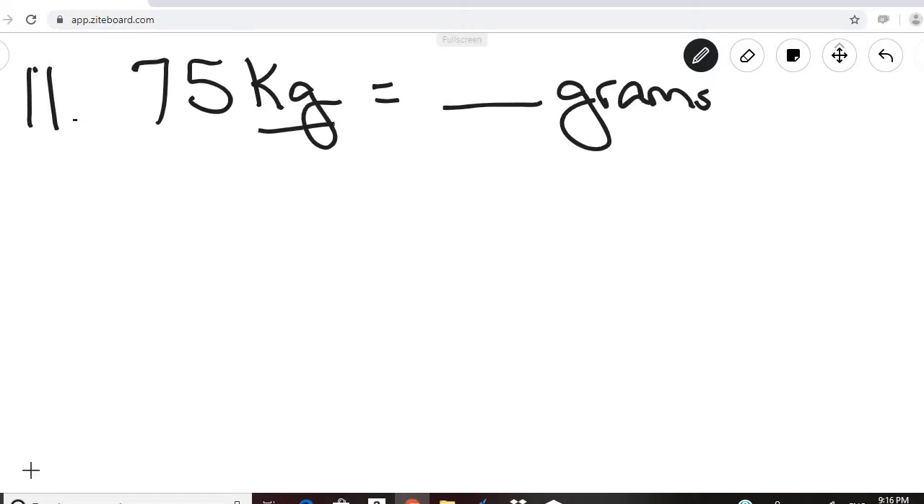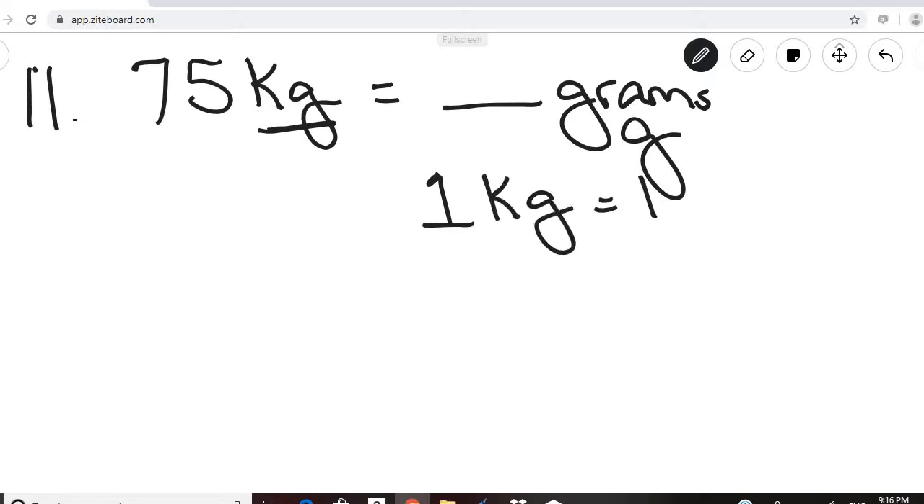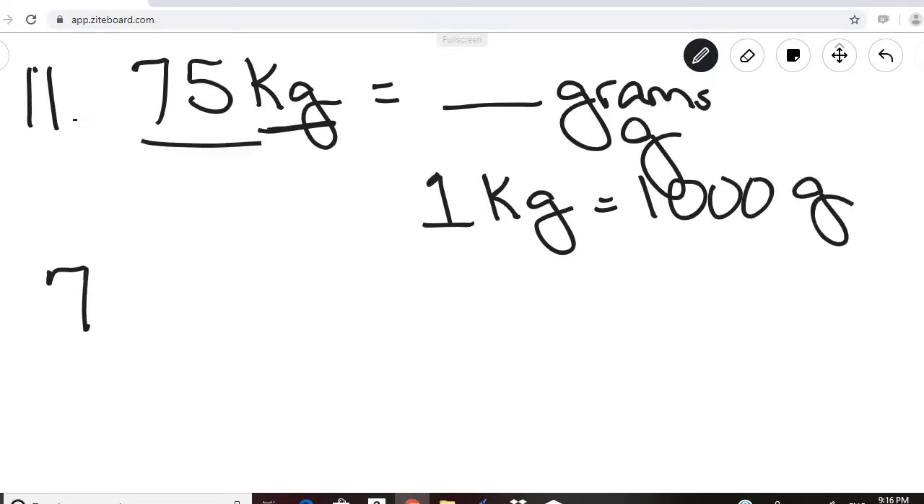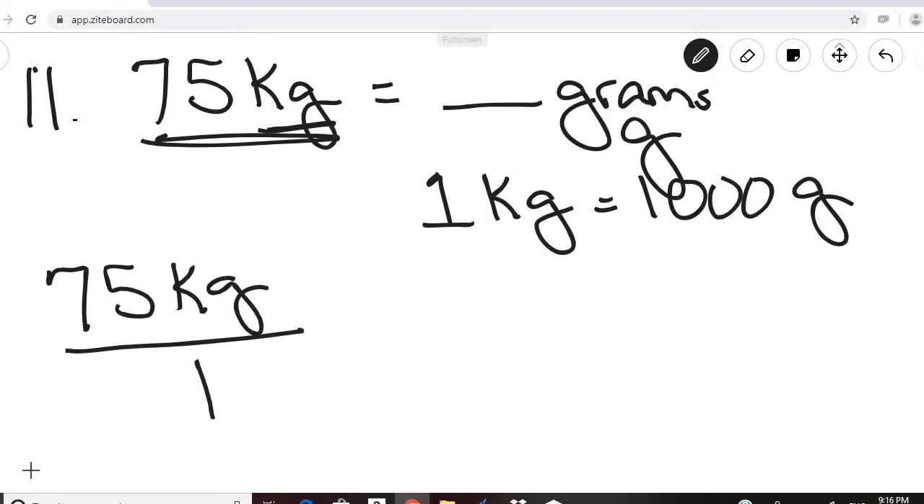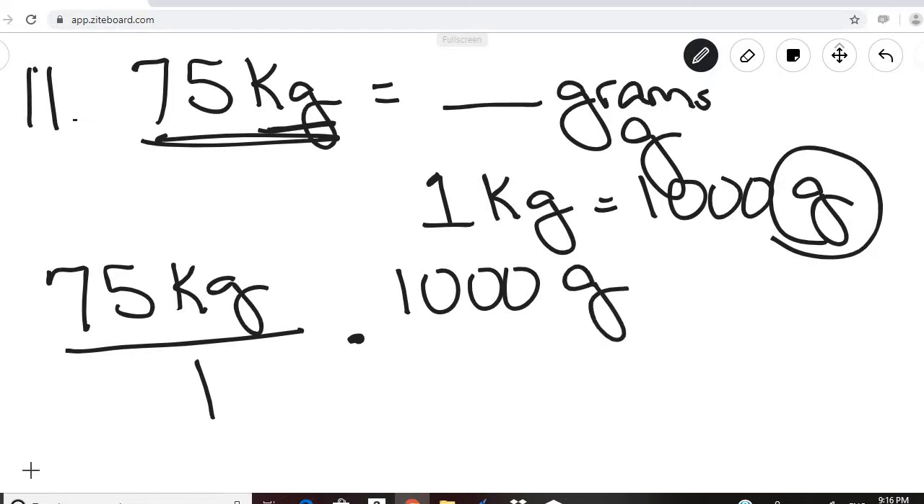This is the abbreviation for kilograms. The abbreviation for grams is just a g. Okay, so the unit conversion that you need to know here is that 1 kilogram is equal to 1,000 grams. So we start with what we want to convert, which is the 75 kilograms. Put that over 1. And we're going to multiply that times the unit that we want to end up with, which goes on top. So 1,000 grams goes on top, and 1,000 grams is equal to 1 kilogram.